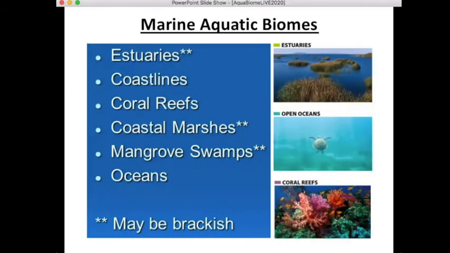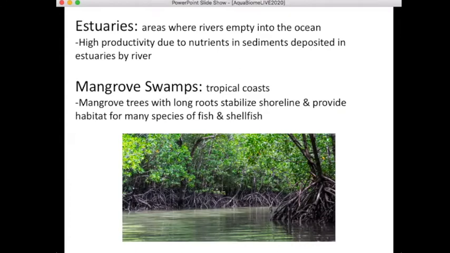Let's move on to the marine. Marine means salty. Maybe brackish. Brackish means that it's a mix of saltwater and freshwater. They are the transition zone between freshwater and saline water. Estuaries are areas where rivers directly empty into the ocean. That's where a delta forms. Estuaries have high productivity because they have the sediments that the rivers were carrying. And so there's lots of nutrients that get deposited in those estuaries. So stuff grows there very easily.